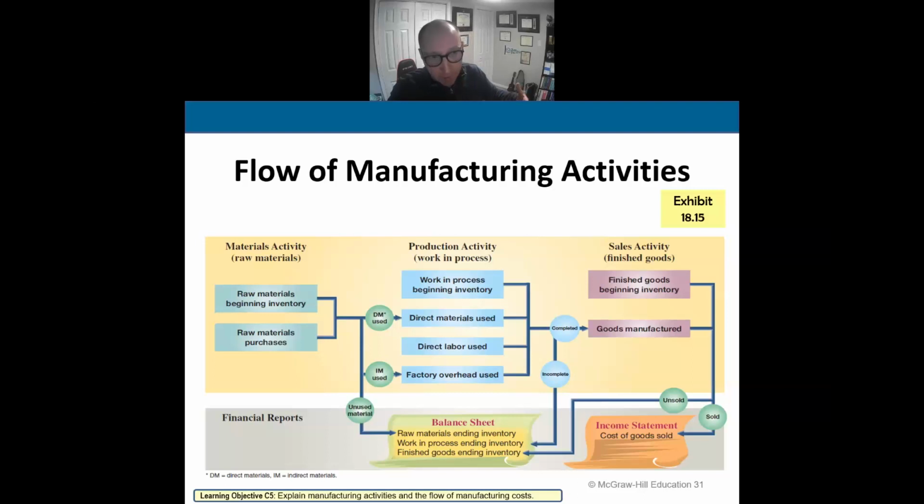That's work in process. The raw materials come out of raw materials into work in process. We process it further until it becomes a finished good. Once a finished good, we call that goods manufactured.